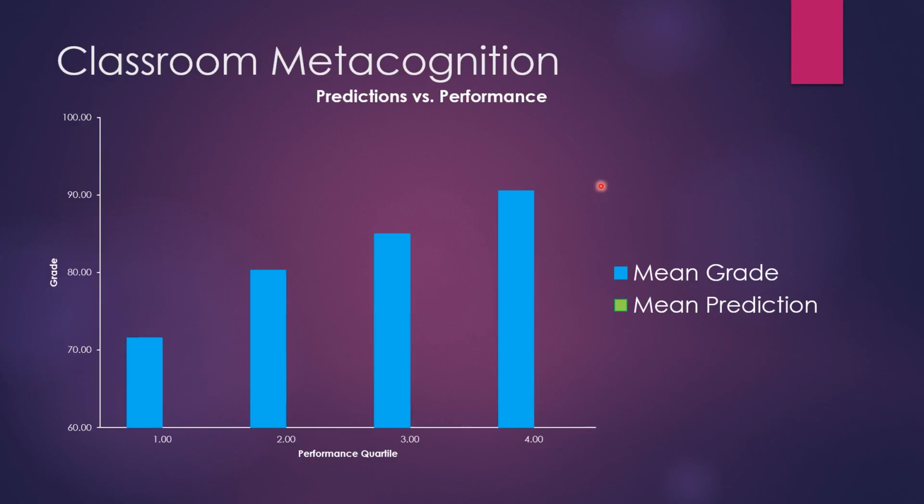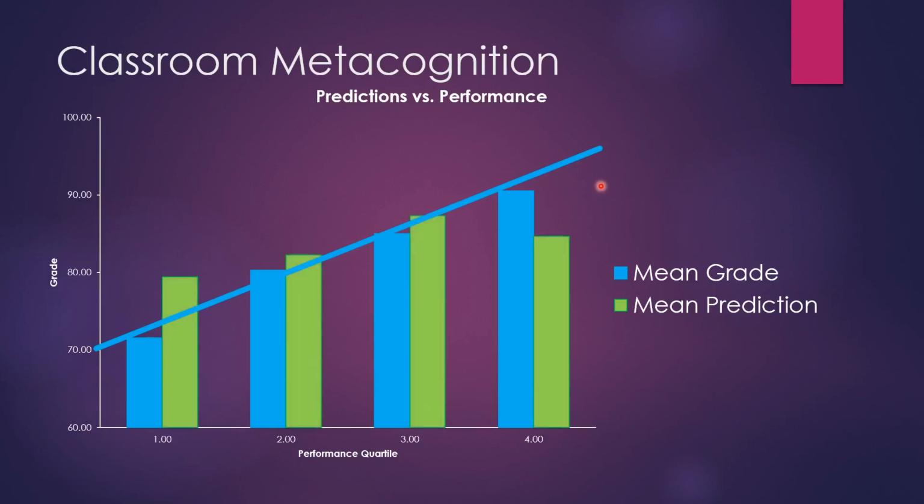And let's take a look at grade predictions. There's the trend line for that. You'll notice that the lowest performing students have this big overconfidence in their grade predictions. They thought they were going to get a B, and they actually got a C. Then the higher levels have smaller and smaller grade prediction overconfidences until you get to the highest performing students, who are a little bit underconfident in their grade predictions.